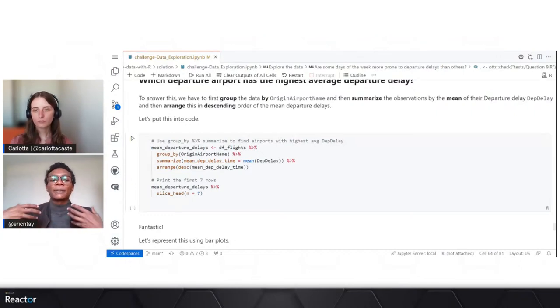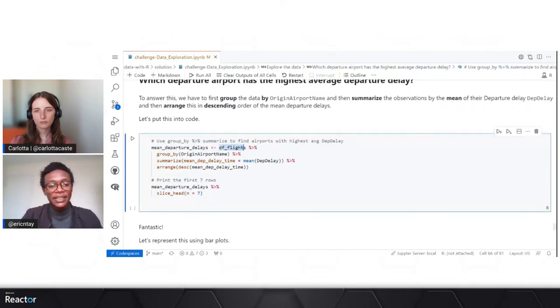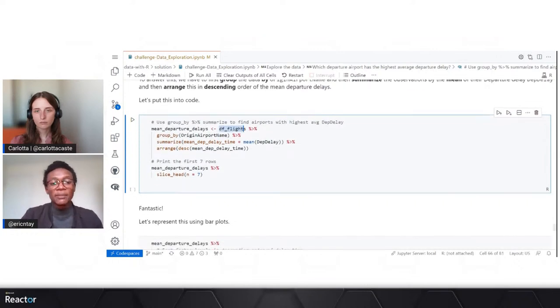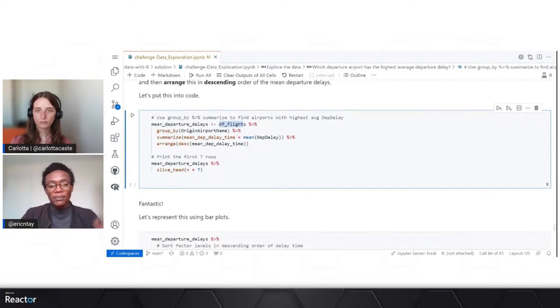It takes sets so that the next subsequent operations are performed for each unique value in another column. So let's run through the code. We take the flight data, then we group by the origin airport name. And so for each airport name, we create a subset of a table using summarize that has the mean departure delay of that airport.